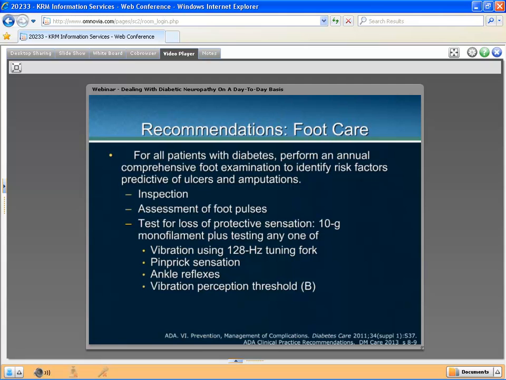The loss of protective sensation is tested with a 10-gram monofilament, the Semmes-Weinstein, and in just a minute I've got a picture of that just to refresh your memory. The vibratory sensation is done using the 128 hertz tuning fork. My patients look at that, and some of them recognize it, and they think, wow, this is related to the piano. And of course it's not, but they're always kind of surprised that I pull out a tuning fork. Pinprick sensation, ankle reflexes, and vibration perception threshold.